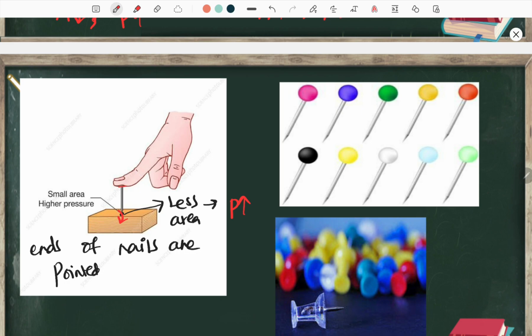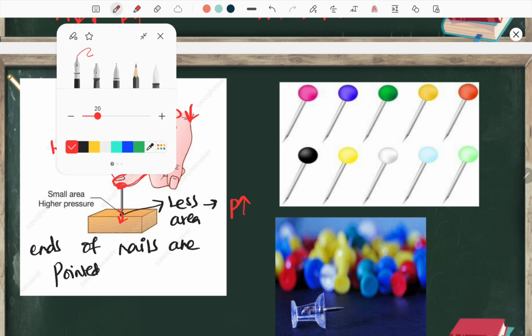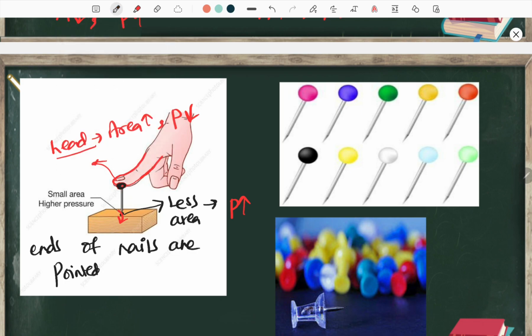Now look at the head of this nail. The head of the nail has more area. Why? So that you feel less pressure on your finger. Look at this, your finger is exposed to how much area? This much area, a big area. The head of this nail is usually made bigger. Why is it made bigger? So that it has more area and you feel less pressure. The nail should not go into your hand from this side, you feel less pressure, and that's why you are safe, and this end will be going inside.